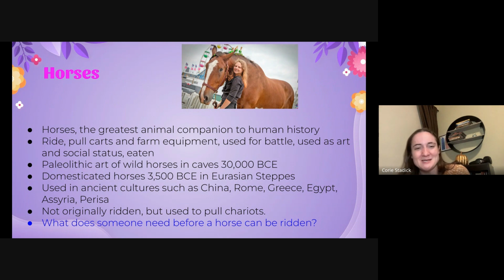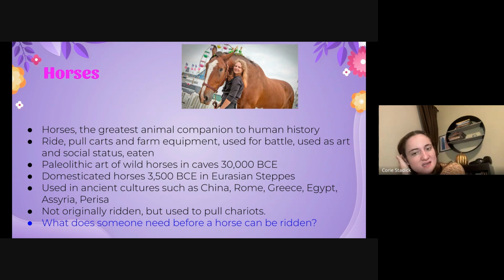So horses, they're the greatest animal companion to human history. Okay, you could argue dogs too, whatever. But horses, you can ride on them. They can pull carts and farm equipment. They're used for battle. They're used in art, social status. Yes, they're even eaten. Paleolithic art of wild horses have been found in caves dating back to up to 30,000 BCE.